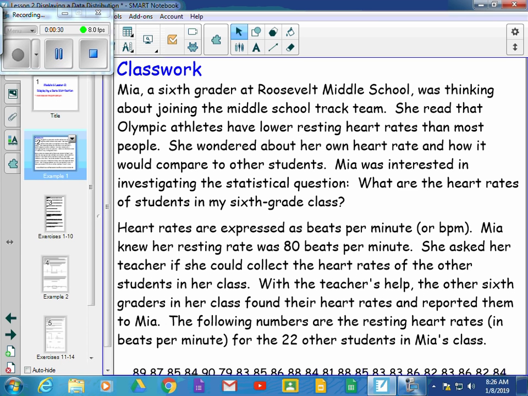Example 1. Mia, a 6th grader at Roosevelt Middle School, was thinking about joining the middle school track team. She read that Olympic athletes have lower resting heart rates than most people. She wondered about her own heart rate and how it would compare to other students. Mia was interested in investigating the statistical question, what are the heart rates of students in my 6th grade class?